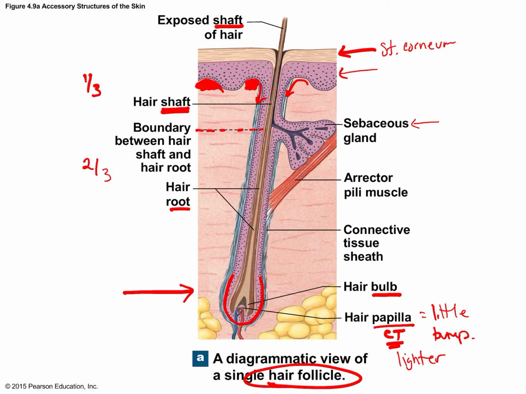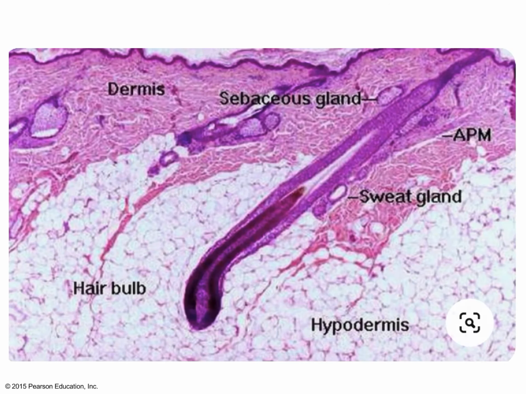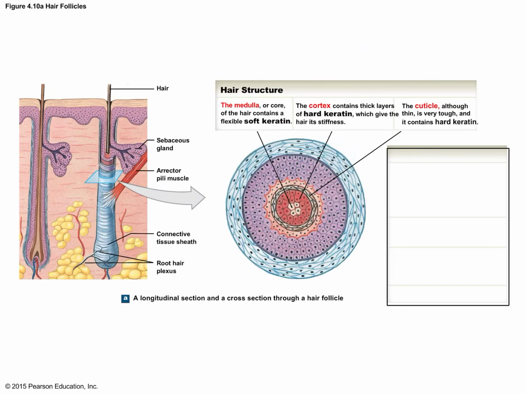All right, so let's look at the hair itself. We're going to move to a picture here. The hair itself has 3 different layers to it, which is under hair structure. So the hair medulla is the core. Okay, so you can see this. The medulla is those little cells there. It's soft. It makes your hair flexible.